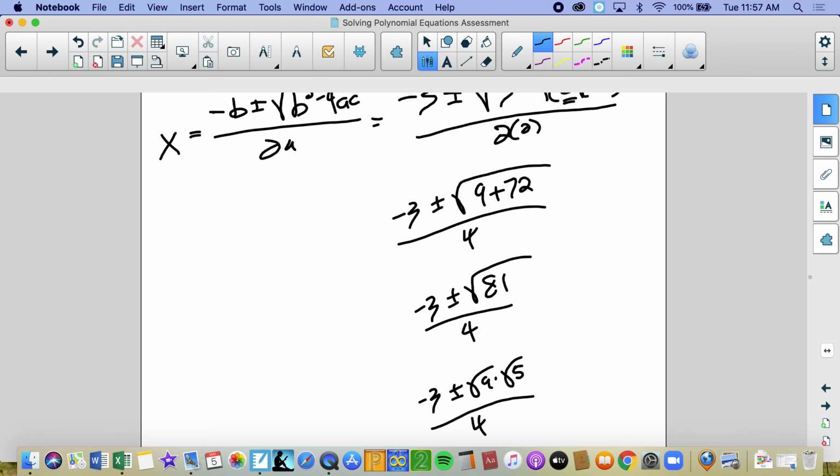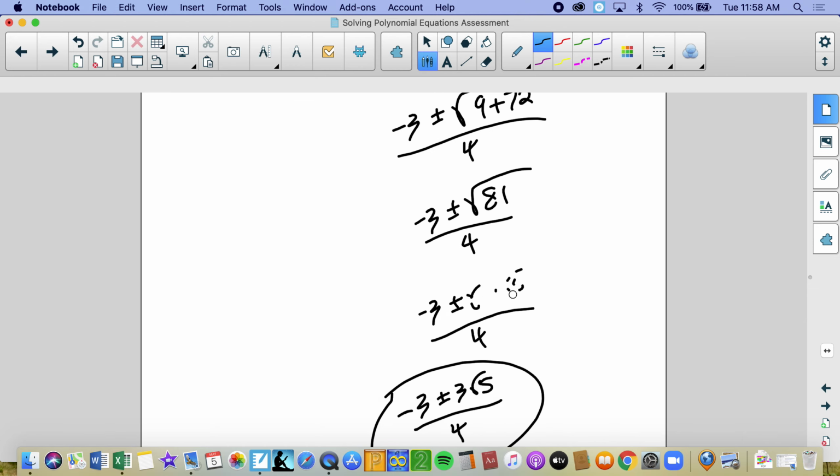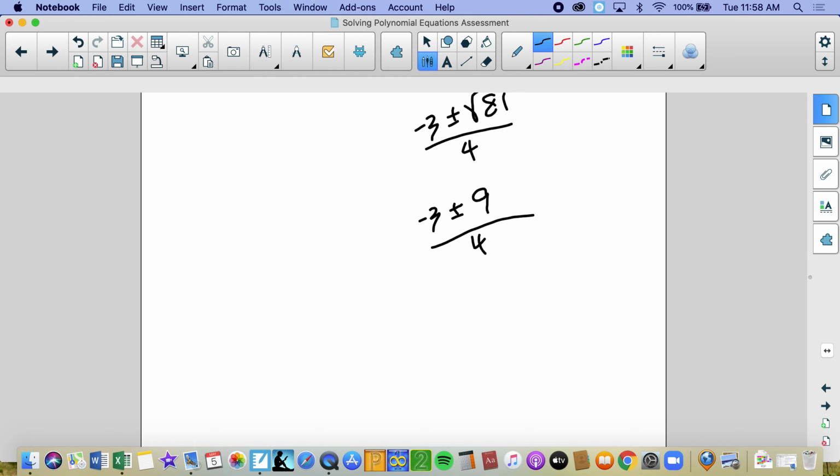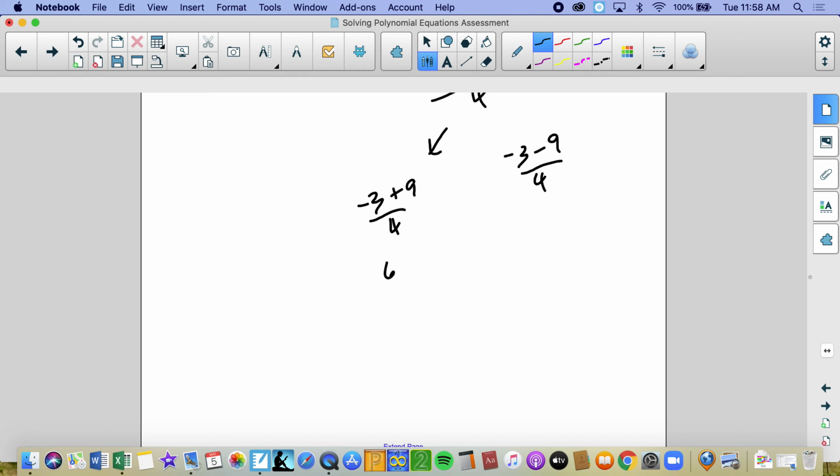Mr. Mac, back-to-back mistakes. The square root of 81 is a perfect square, so we get 9. And so we are going to split that up: negative 3 plus 9 over 4 and negative 3 minus 9 over 4. That gives me 6 over 4, or 3 halves, and negative 12 over 4, or negative 3. So my solutions are negative 3 and 3 halves.